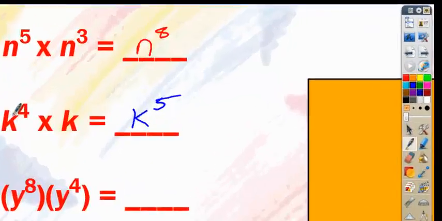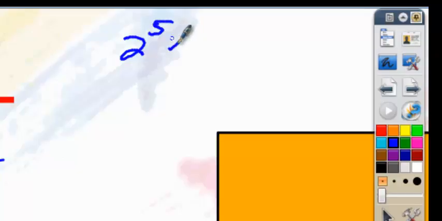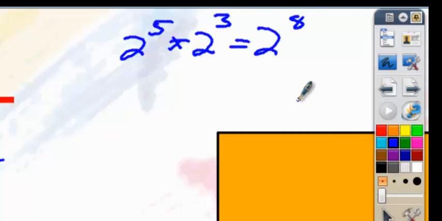Yeah, so like if it was 2 to the 5th times 2 to the 3rd, we would get 2 to the 8th. But then we can calculate 2 to the 8th, right? So if you had to evaluate this, which one would be faster? 2 to the 5th times 2 to the 3rd or 2 to the 8th? 2 to the 8th, it's just one calculation.